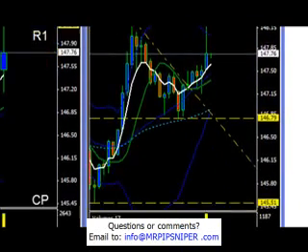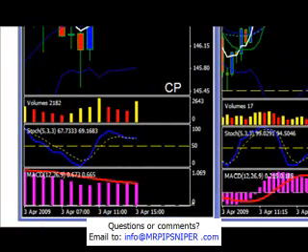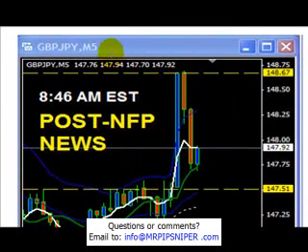Let me zoom into the 5-minute time frame to show you where I actually entered my trades. Now this session, April 3rd, 2009, I had 4 trades after the NFP news was released. So I had 1 trade going long during the spike right here. So the key is to wait for the market to decide where it is going.